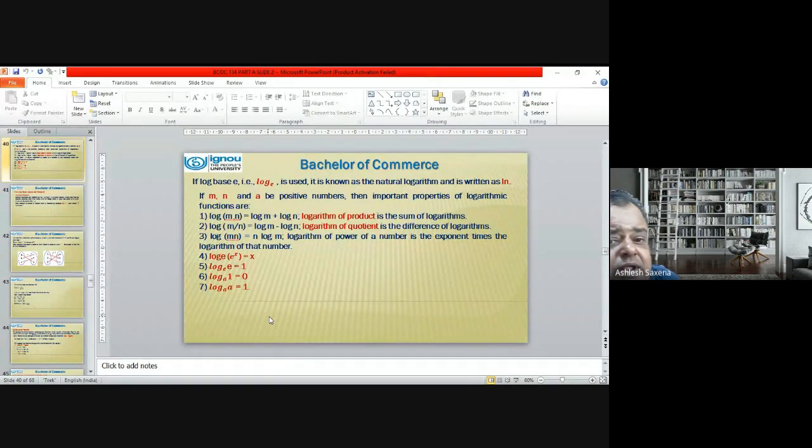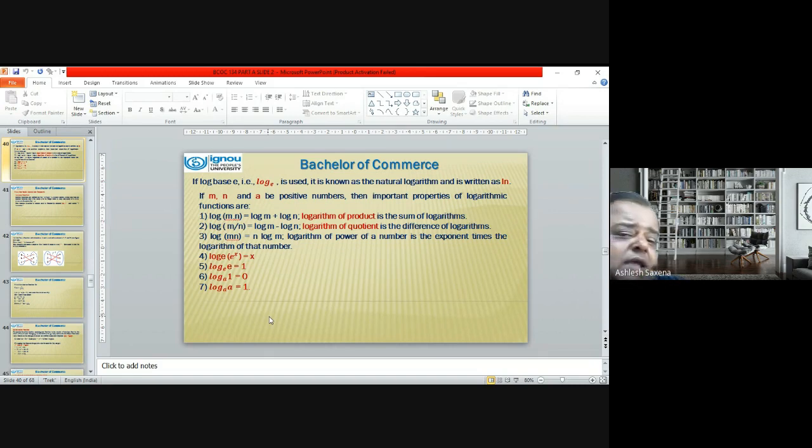If we have log of m raised to the power n, that is equal to n log m. The logarithm of a power of a number is the exponent times the logarithm of that number. If we have log base e of e raised to the power x, it will be x. Log base a of 1 will be 0, and log base a of a will be 1.